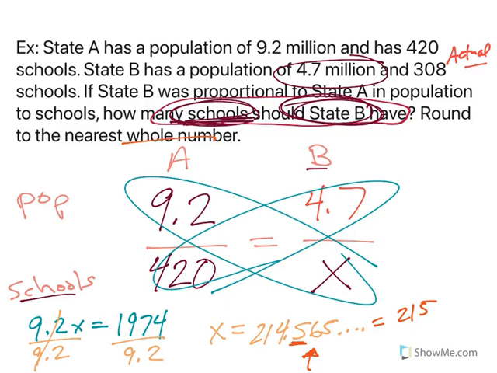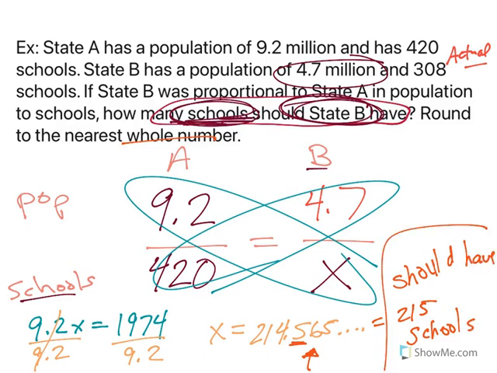So State B should have 215 schools. It actually has 308. So State B has way more schools than it needs to if it's proportional to State A. So maybe that's the data they need to close some schools. Or maybe they're saying we have a better student to teacher ratio or whatever. But this is how we can use proportions to make predictions and to compare with what we have.